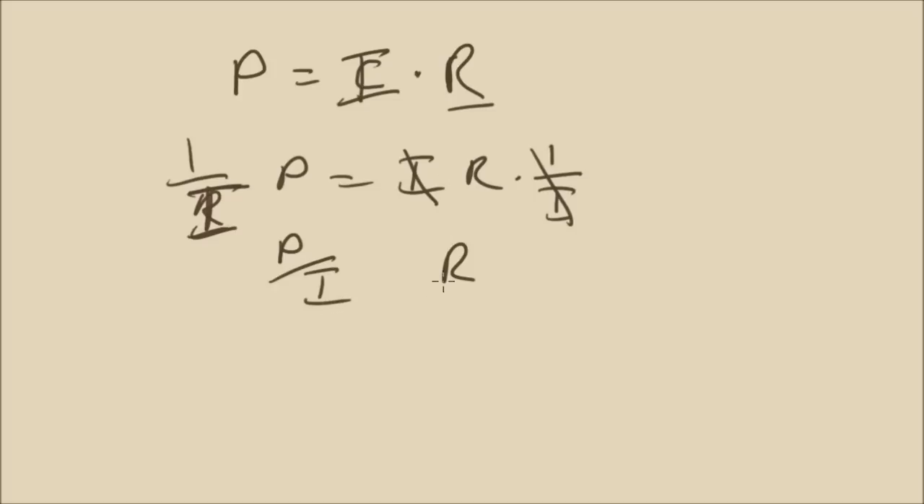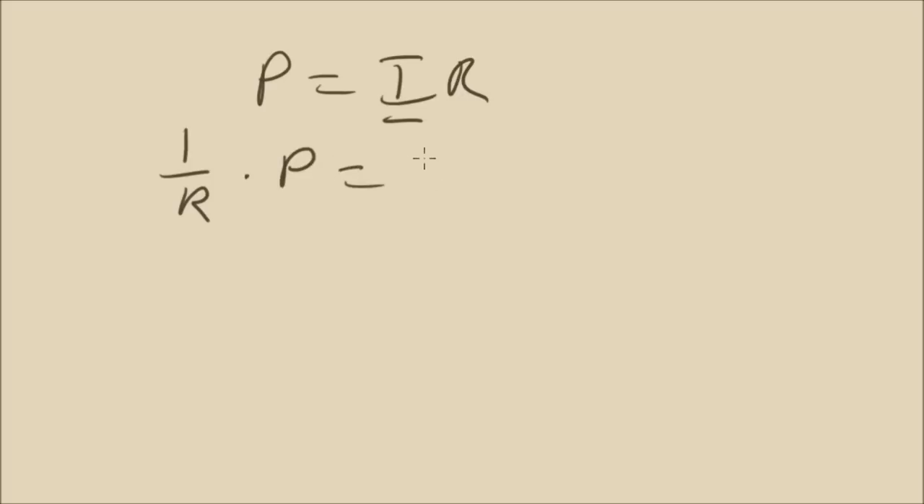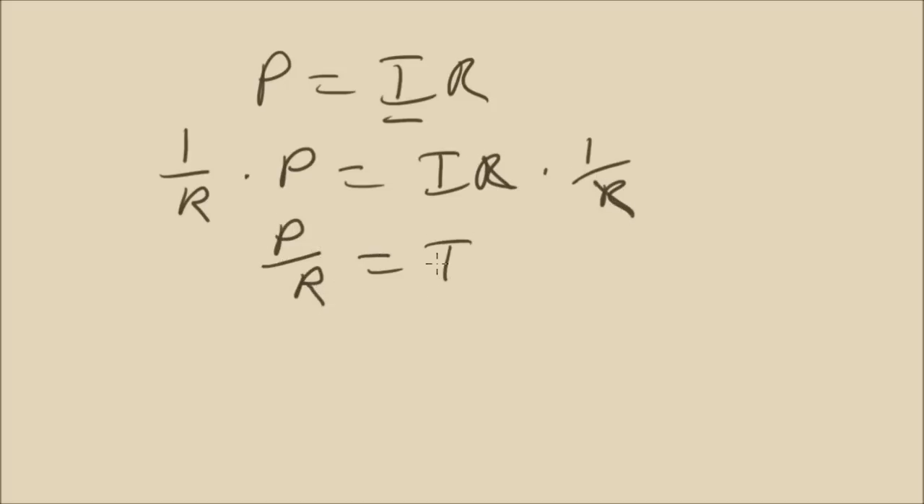If instead of looking for R, I was looking for I, I would do the same thing. So if I'm looking for I this time, what I'm going to do is multiply both sides by 1 over R. 1 over R times P equals I R times 1 over R. That will cancel my R's out on this side. P over R equals I.